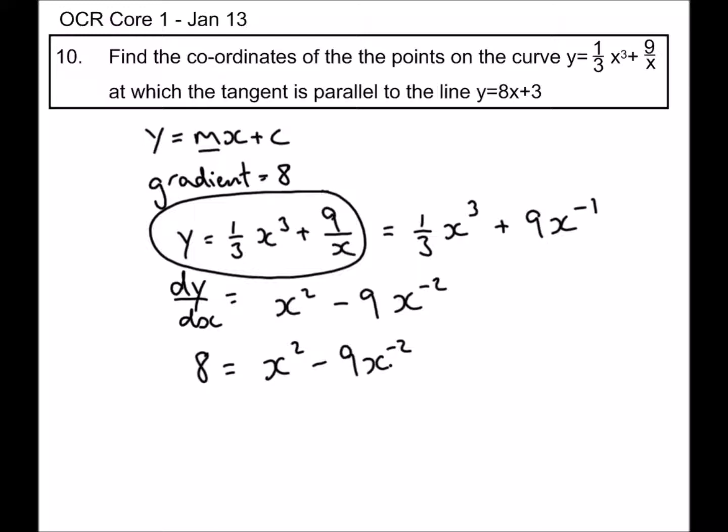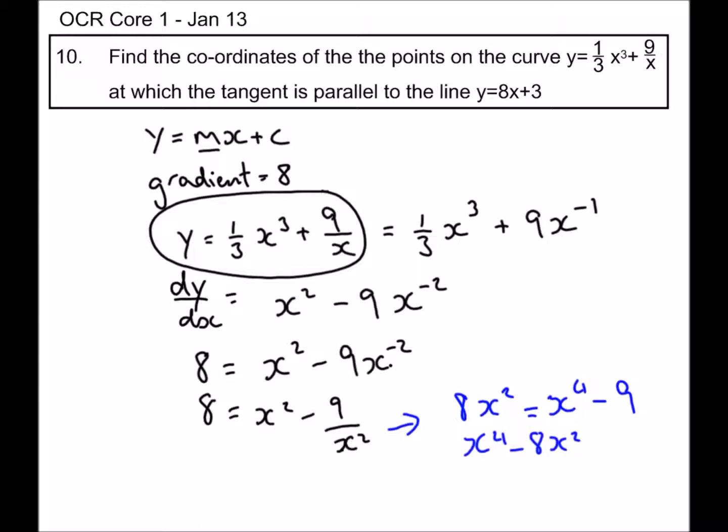Now we've got to solve this to find out what x is. The key thing here is to spot that it's a disguised quadratic. To get to that, we're going to multiply through by x squared. It might be easier if we write this as 8 equals x squared minus 9 over x squared. It becomes a little bit more obvious then that we can multiply through by x squared to get 8x squared equals x to the power 4 minus 9, or x to the power 4 minus 8x squared minus 9 equals 0.